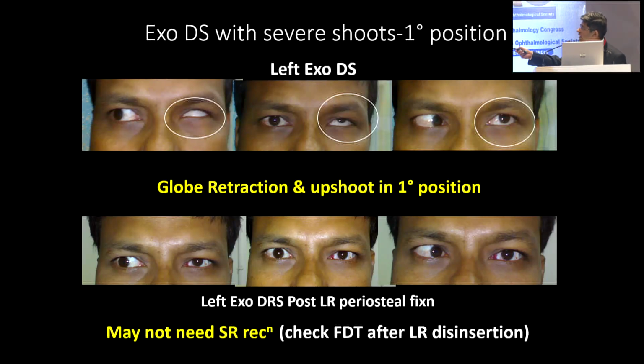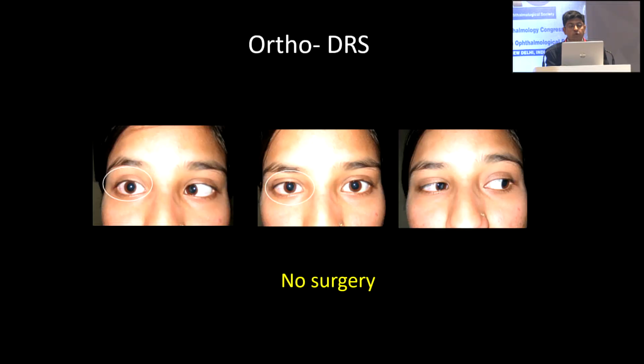Remember, all these hypertropias in primary gaze may not be due to a superior rectus or a vertical rectus involvement. Here I've just done a periosteal fixation, and you can see there is no hypertropia in primary gaze. You may not need SR recession. Check the forced duction test for the superior rectus after you have disinserted the lateral rectus. If it is tight, only then will you require an SR recession. Possibly the severe hypertropia in primary position is just a part of the retraction or the abnormal co-contraction of the lateral rectus even in primary position. So always don't worry about it.